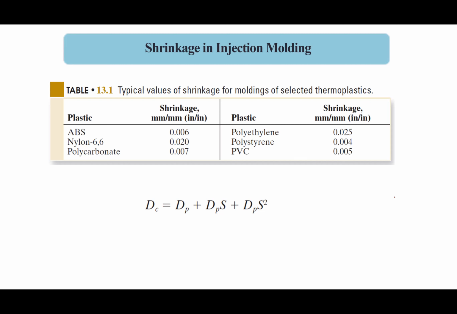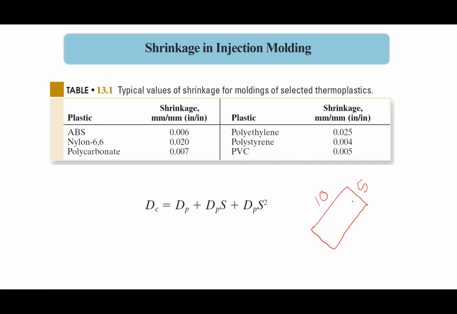For example, you want to make a rectangular part with dimensions 10 millimeter and 5 millimeter. What should be the cavity size for it? The final part dimension is 10 millimeter and 5 millimeter. Then the cavity size should be smaller or larger than this dimension? Higher. The cavity size will be higher. It should be larger to allow for the shrinkage.